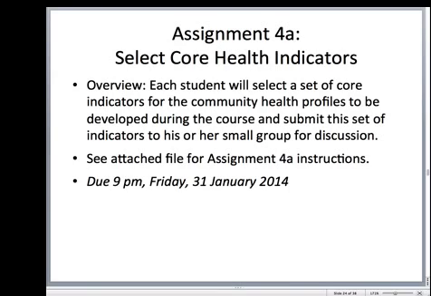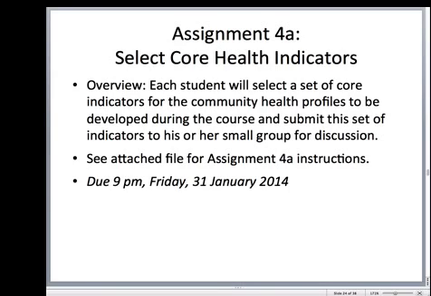Once the student has read the material, each student is then responsible for selecting a set of core indicators for the community health profile to be developed during the course. Again, this should be a group of probably 10 to 15 or so core health indicators. They can be derived from various sources. Previous sets of slides have talked about some examples of indicators.